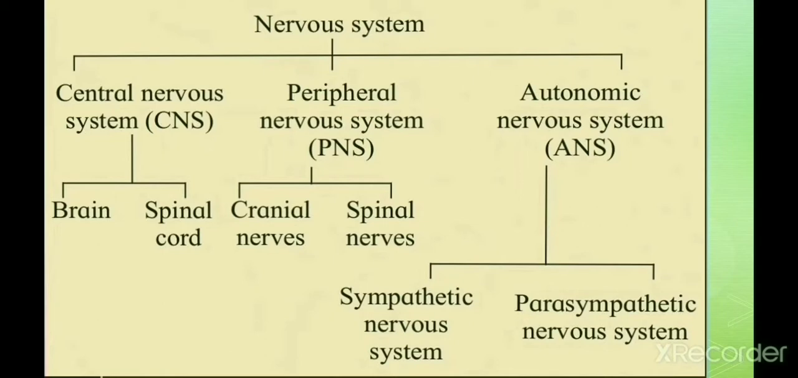The second part is the peripheral nervous system. It again consists of two parts, that is cranial nerves and spinal nerves. The word peripheral nervous system means the system is present away from the center or away from the axis, towards the periphery of the body. Whatever nerves arise from the brain and reach different parts of the body are called cranial nerves. And those nerves which arise from the spinal cord are called spinal nerves. So, cranial nerves and spinal nerves together form the peripheral nervous system.